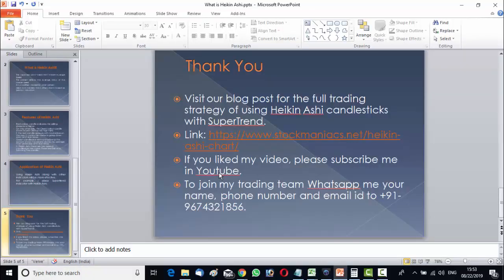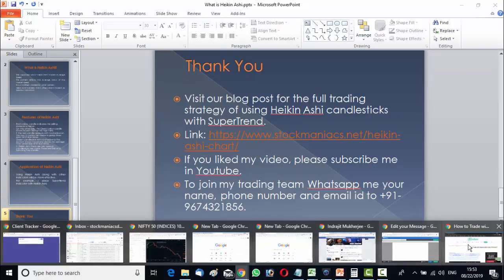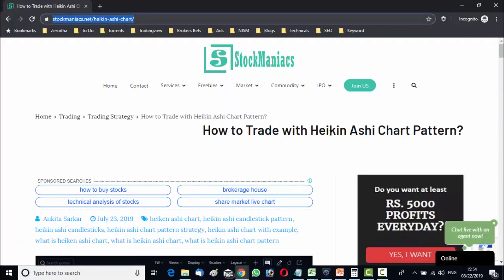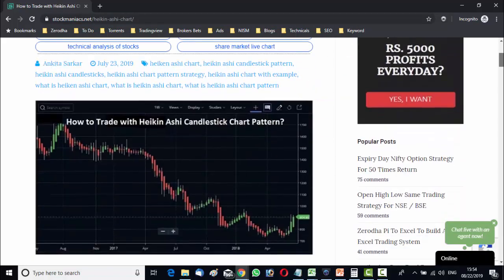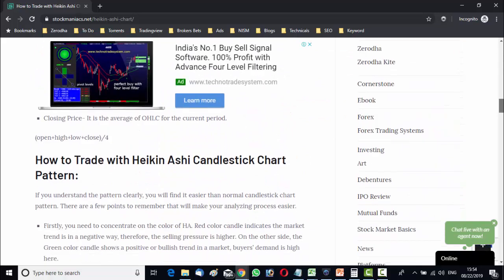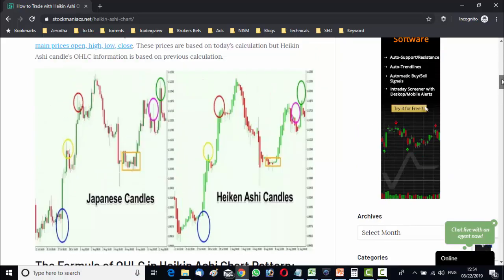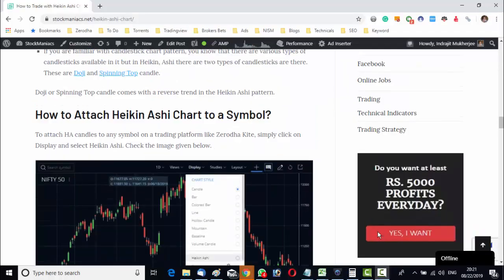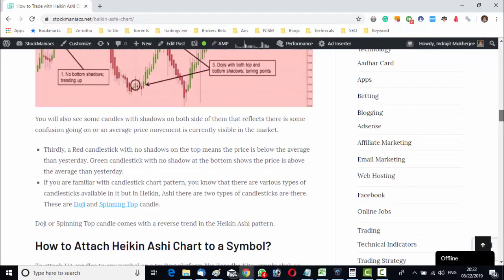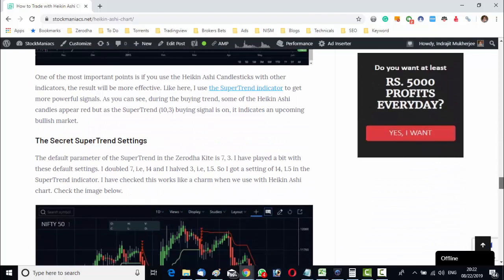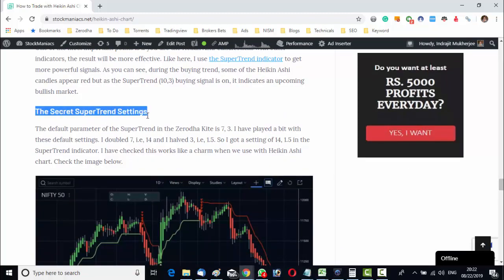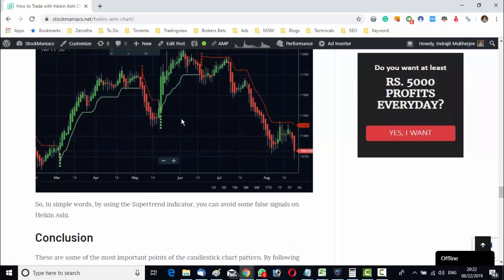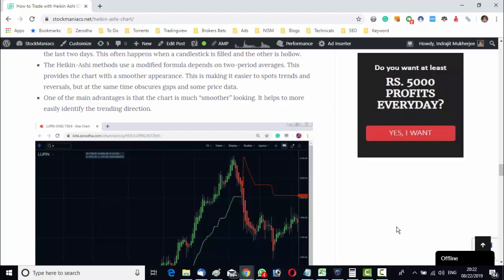So friends, I'll show you, this is the article. In stockmaniacs.net you can find this article, how to trade with Heikin Ashi chart pattern. Here I have given a vivid description of the Heikin Ashi, and there is also a secret setting of Supertrend that can be used on Heikin Ashi for effective trading. Dear friends, if you visit this page, you will find the actual secret Supertrend settings. Whatever the secret parameters that I have disclosed here, you need to visit this page to know this setting.